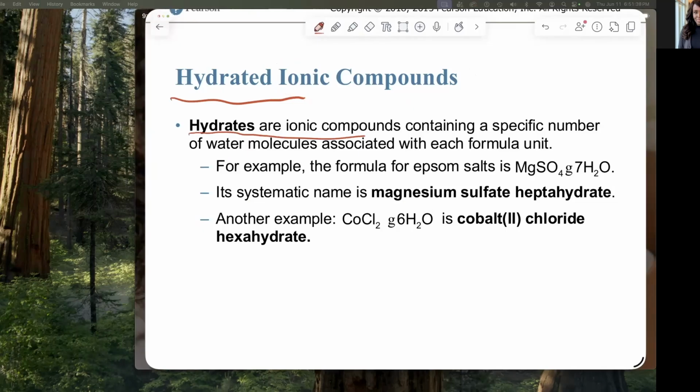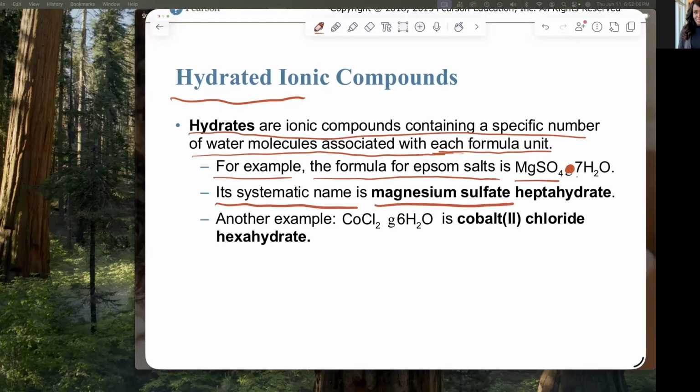Hydrates are ionic compounds containing a specific number of water molecules associated with each formula unit. For example, for the formula of Epsom salts, you essentially have magnesium sulfate, each one compound of magnesium sulfate attached to 7 water molecules. Okay, we don't see how it's connected, but it is connected. So to name it, the systematic name is magnesium sulfate for the ionic part. Hepta is a prefix describing the number of water molecules. Hydrate.